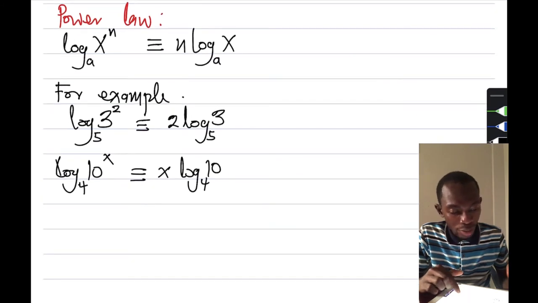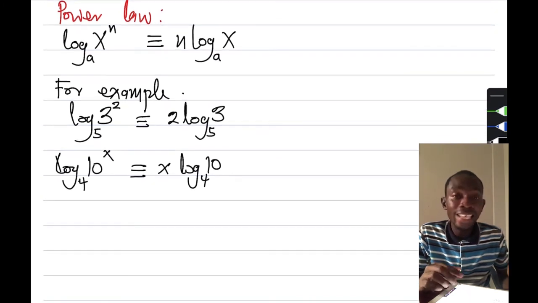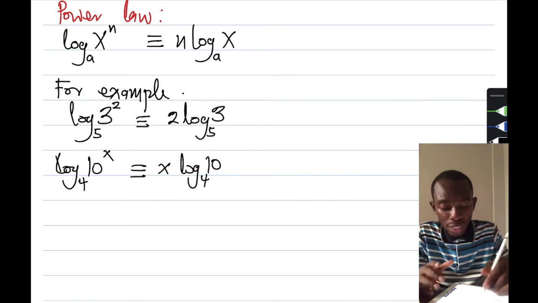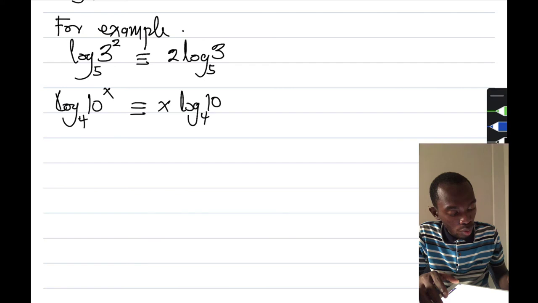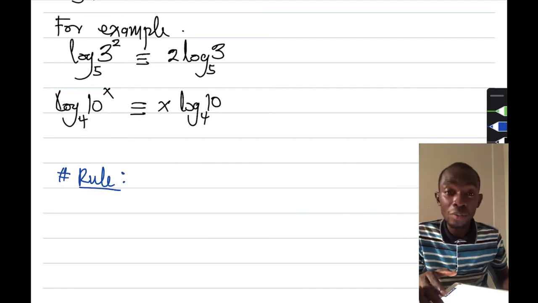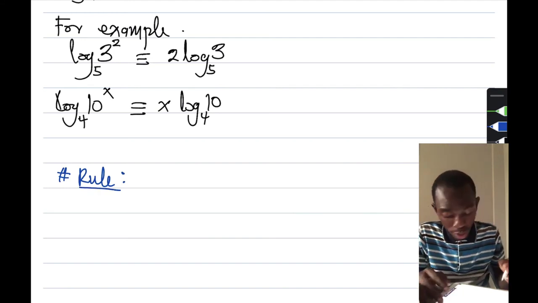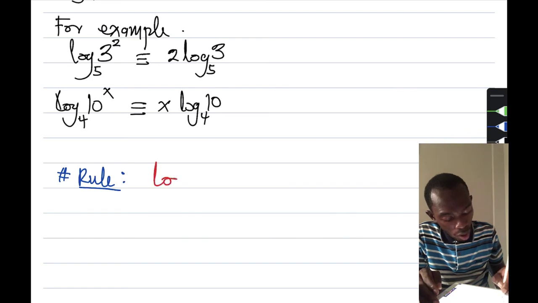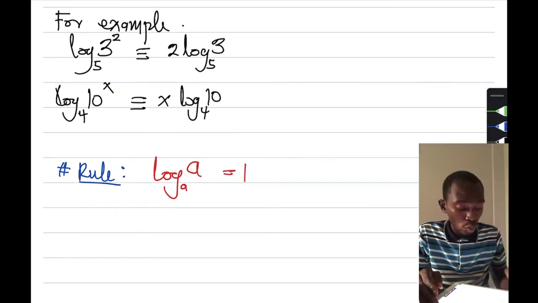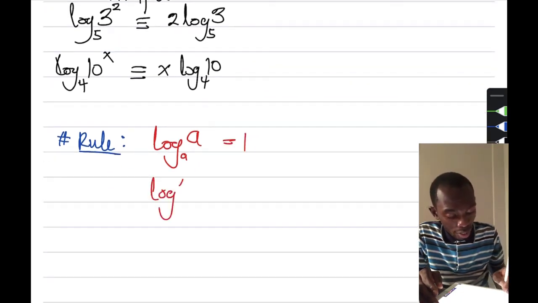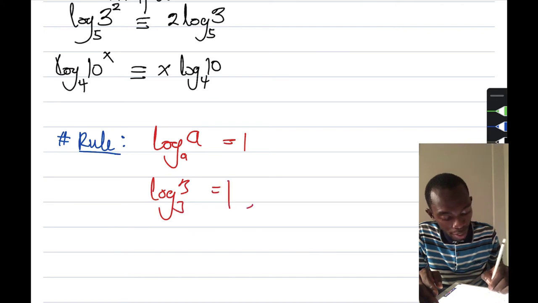Now, there's one more law that doesn't really have a name, but it's really important that we keep it in mind. So let me just call it a rule. I don't know the difference between law and rules, they're the same thing basically. But you need to keep this in mind. The log of a number to the base of the same number is always equal to 1. Keep it in mind. So, for example, log 3 base 3 is 1.